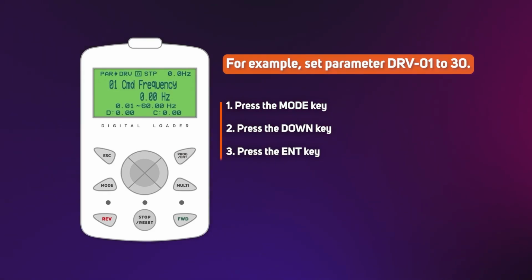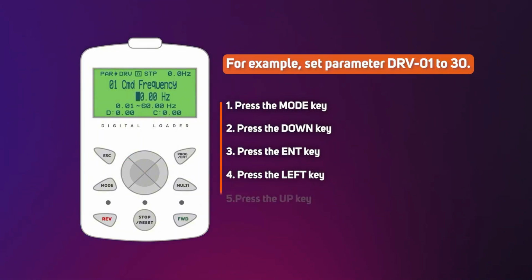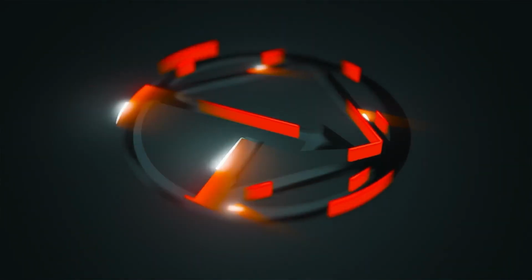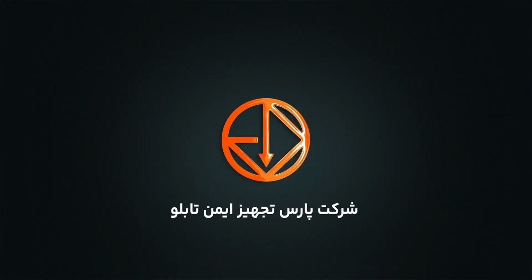After entering this parameter, we need to set it to the value 30. To move between the digits of a parameter, we have to use the right and left buttons. We press the left button and go to the tens digit of this number. Using the up button, we set it to 3. And again, to confirm this set value, we press the enter button. You can clearly see that our DRV01 parameter is now precisely set to the value of 30, which is the desired setting.